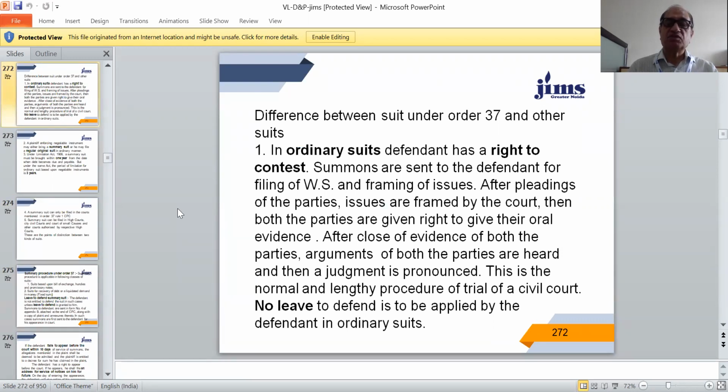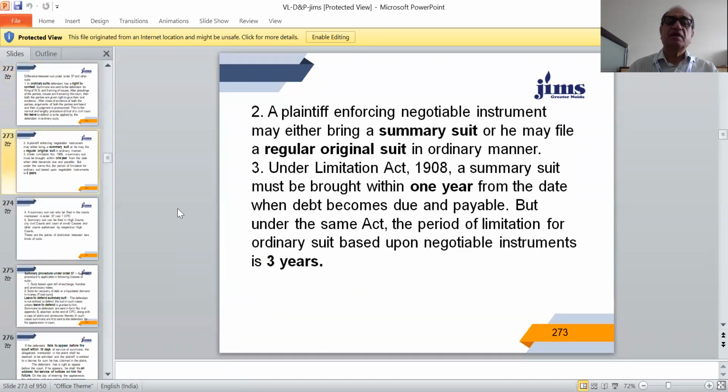No leave to defend is to be applied by the defendant in an ordinary suit. Every defendant has a right to contest the suit. Second point is that a plaintiff enforcing a negotiable instrument may either bring a summary suit or he may file a regular original suit in the ordinary manner. Under the Indian Limitation Act, a summary suit must be brought within 1 year from the date when the debt became due and payable. But under the same Act, the period of limitation for filing an ordinary suit based upon negotiable instruments is 3 years.